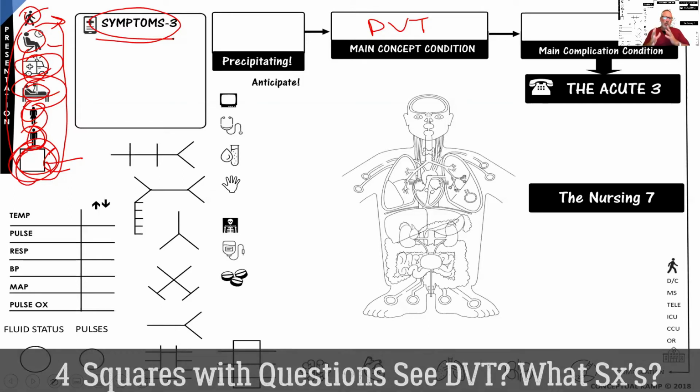We want to kind of say, well, what's most likely? And when we're looking at 4 squares and we're looking at questions, when DVT shows up, these symptoms tend to be the most likely presentation. And that's why we look at it this way. So we basically look at the sheet in a way that we try to force ourselves to pick the top 3 most likely things.